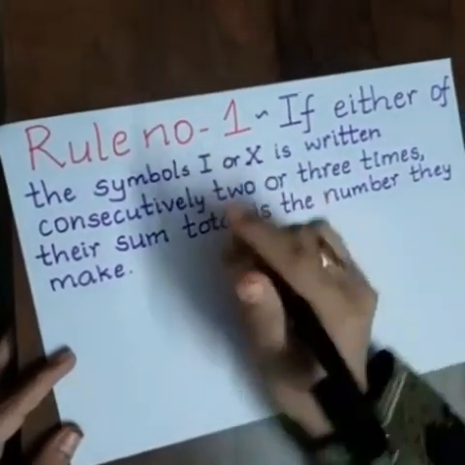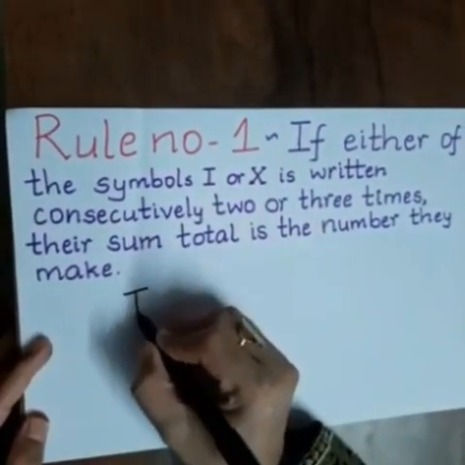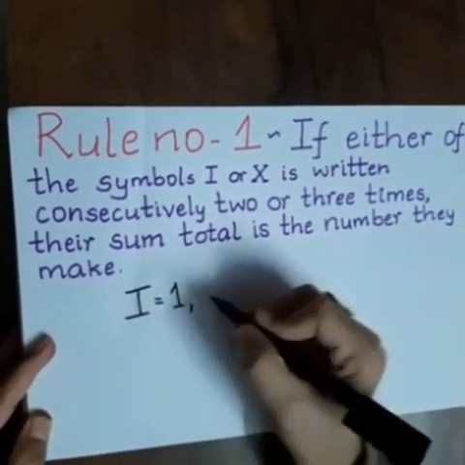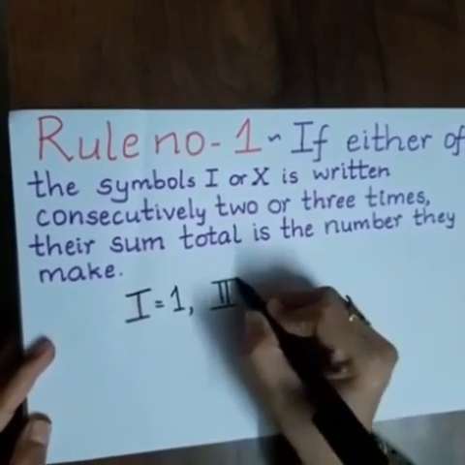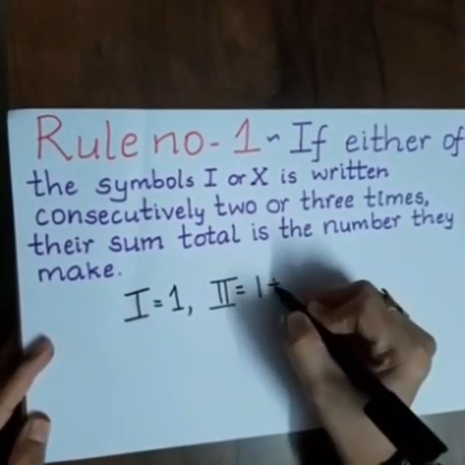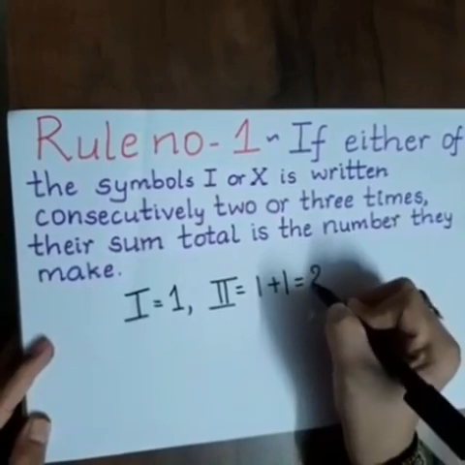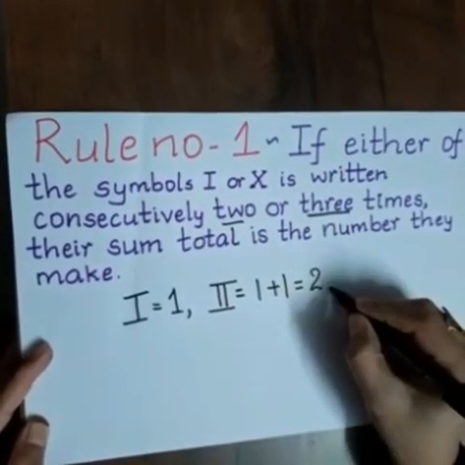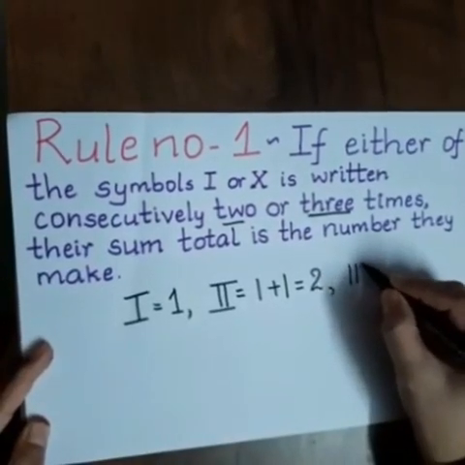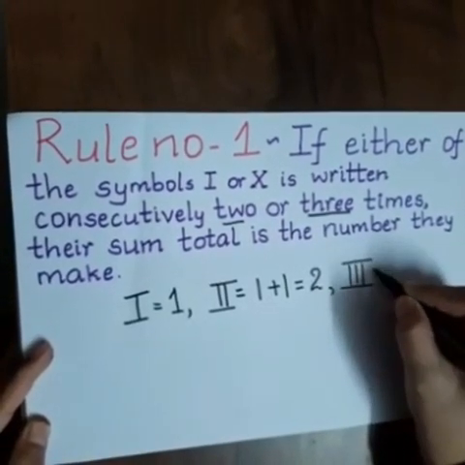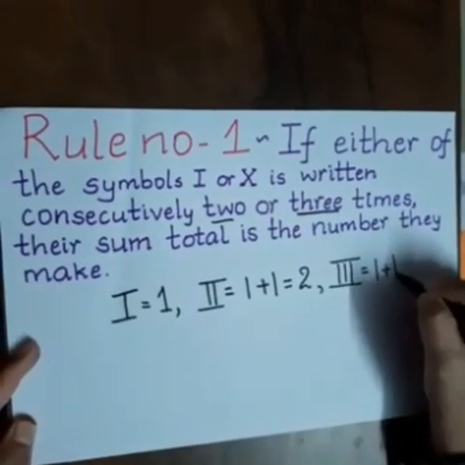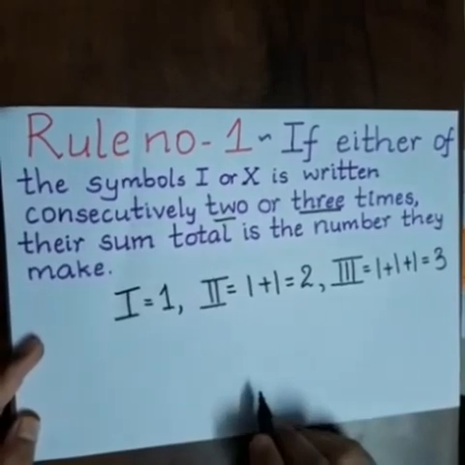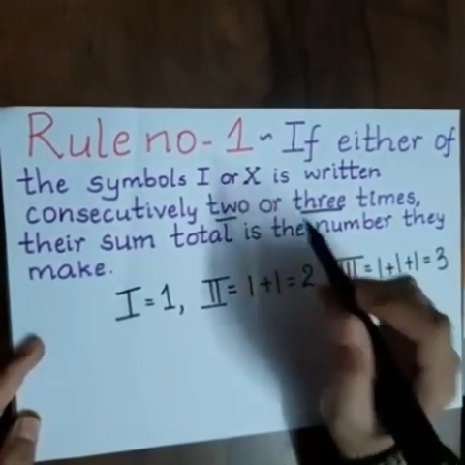If I write I 1 time, that means 1. If I write it 2 times, that becomes 1 plus 1, that is 2. Now they have told 2 and 3. If I write I 3 times, it becomes 1 plus 1 plus 1, that is equal to 3. Now they have also told us about X.